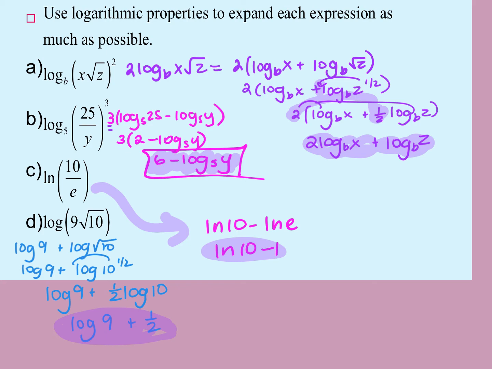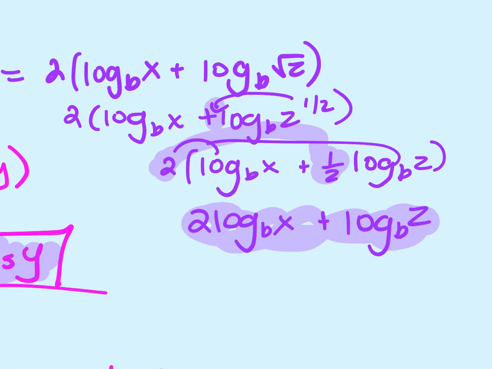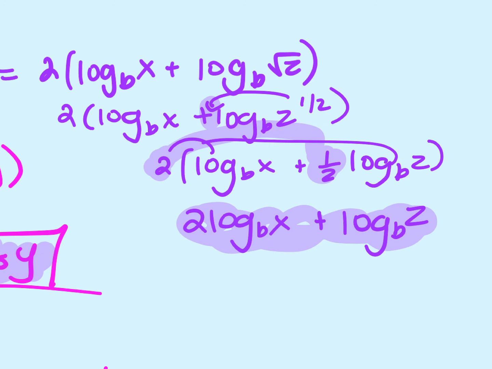Which one? On that one? Yep. So that's the first one. So I expanded it, and then the square root turns into an exponent of 1/2. The half bumped to the front of just that log, though, because that's the only one that had it. And then I distributed the 2 in, and the 2 times the 1/2 canceled out. So it's just log base b of z on that one.